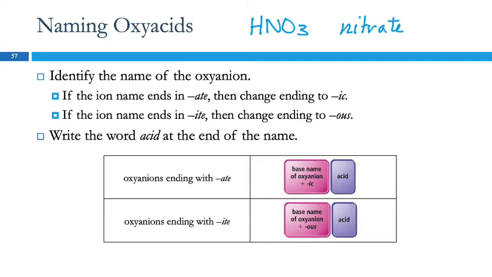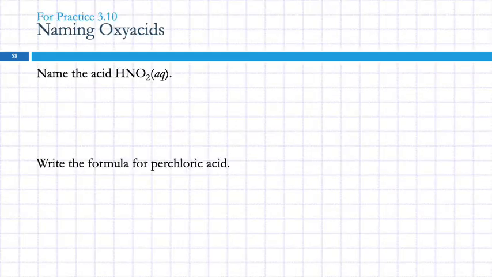And so if it ends with ate, we're going to change that ate part to ic, and we're going to get nitric acid. If it ends in ite, then we'll change the ending to us. So this is another one of those places where we have ate and ite, ic and us, and we have to keep them together. We have to have them paired up.